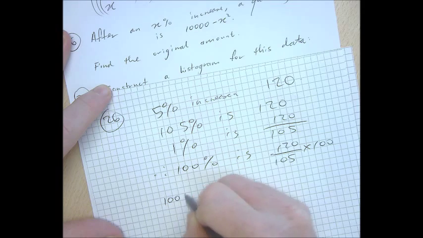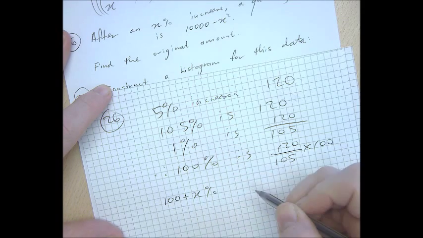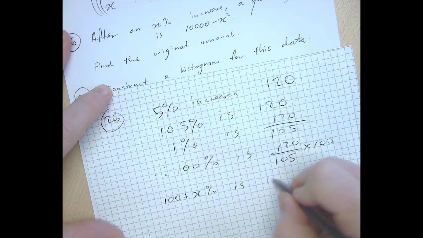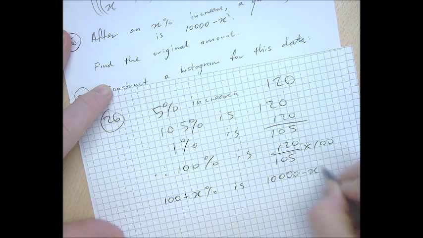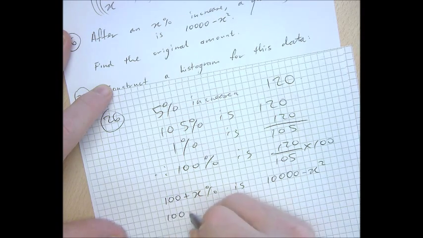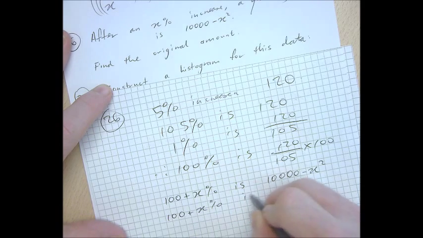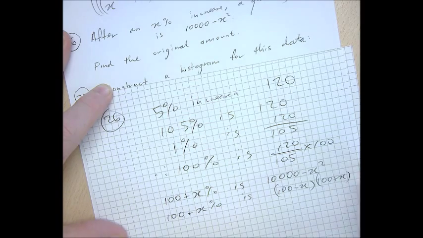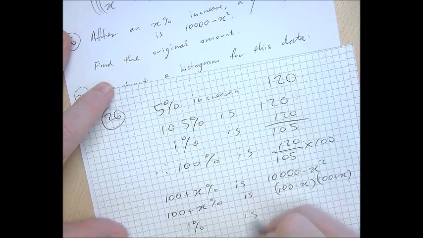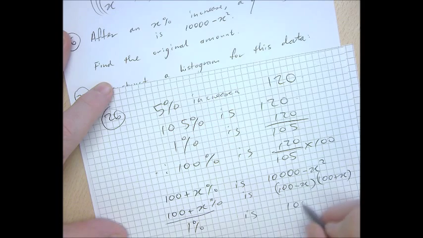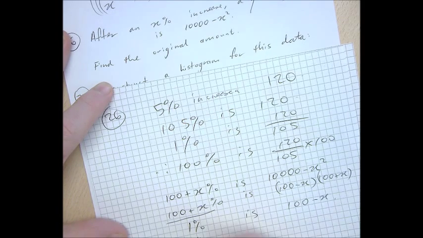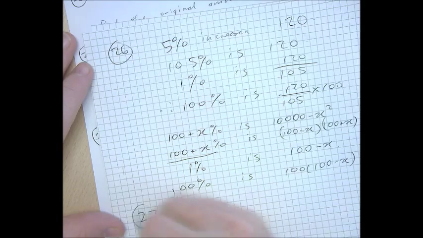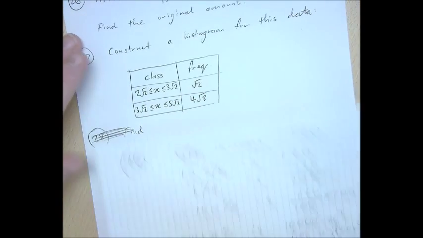So 100 plus X% is 10,000 minus X squared. Now I'm always telling people to be on the lookout for difference of 2 squares. So therefore 1% is, dividing both sides by this, 100 minus X. So therefore 100% is 100 times 100 minus X. And that's done. Question 27. Last question.